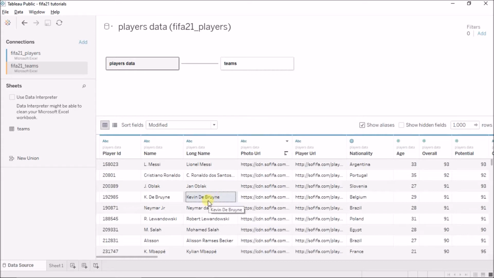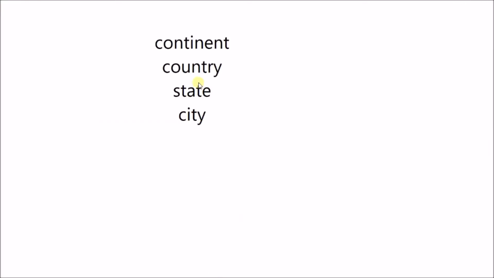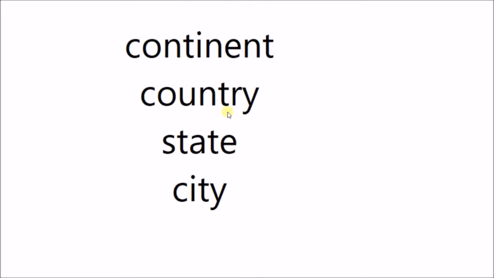Now, what is a hierarchy first of all? Well, it is basically an ordered set of columns. For example, in a continent, I have many different countries, and in each country, I have many different states, and in each state, I have many different cities, and even in each city, I have many different districts or whatever you can call them. Okay, so this is a hierarchical structure, right? And this is what we'll be doing in Tableau with our FIFA 21 dataset.